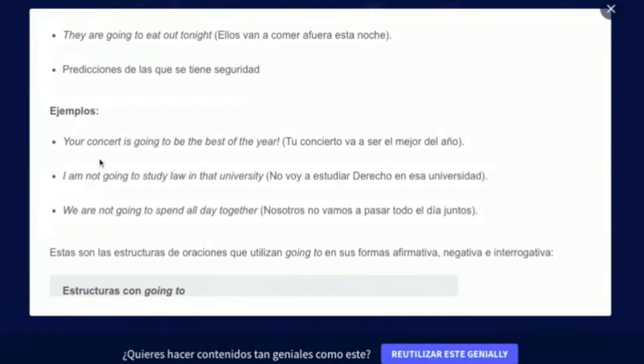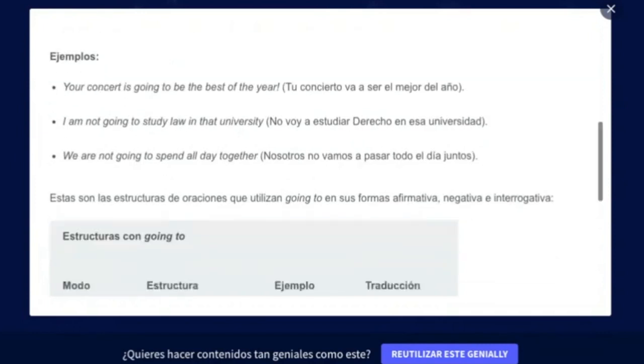Por ejemplo, your concert is going to be the best of the year. ¿Por qué lo decimos? Porque a lo mejor hemos visto que van a llenar estadios, ¿ok? Entonces ese concierto va a ser el mejor porque se vendieron todos los boletos. Otro ejemplo, I am not going to study law in the university. No voy a estudiar derecho en esa universidad porque no me gusta, yo quiero estudiar en otra, ¿ok? We are not going to spend all day together. Nosotros no vamos a pasar todo el día juntos porque me canso, o sea, yo necesito también mi espacio, ¿no?